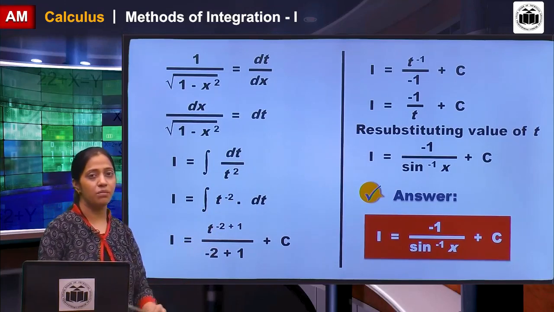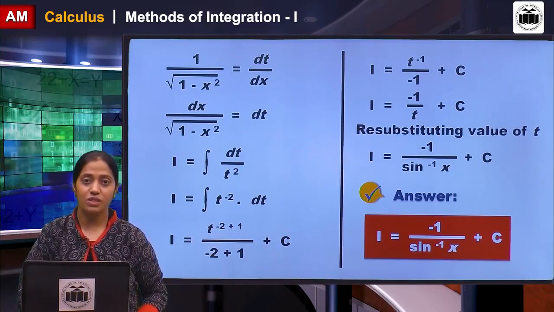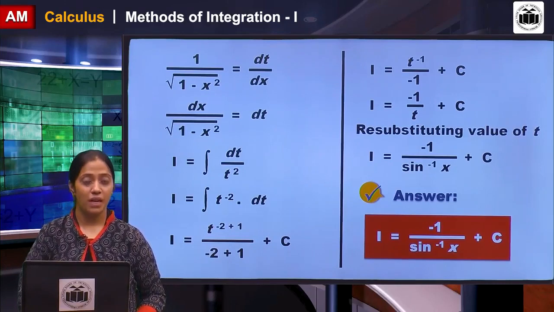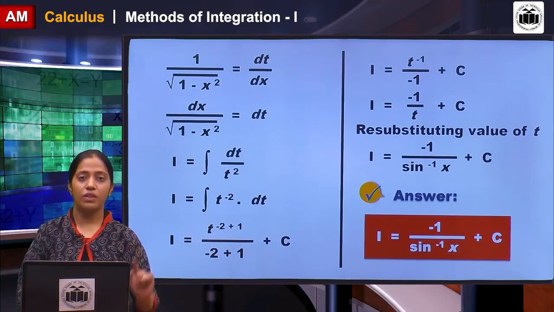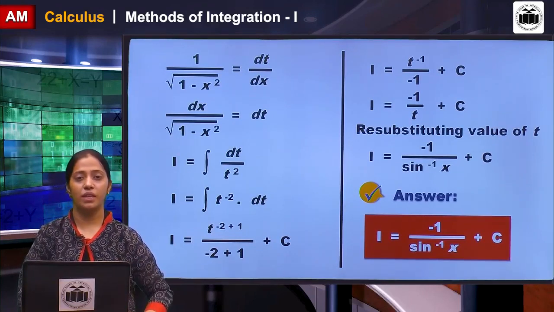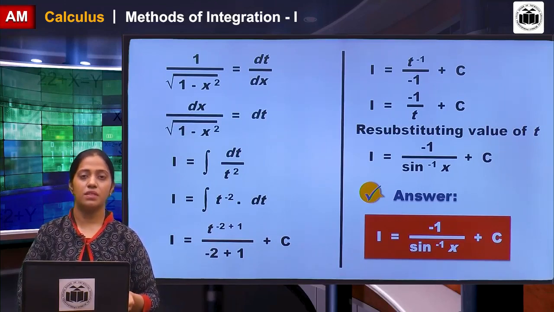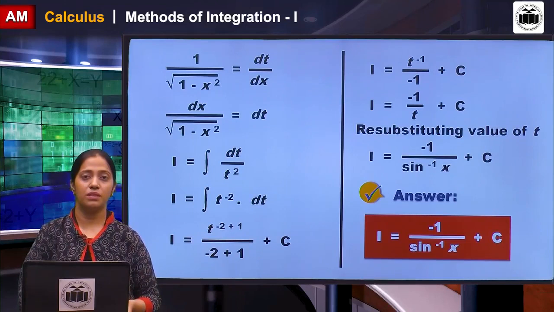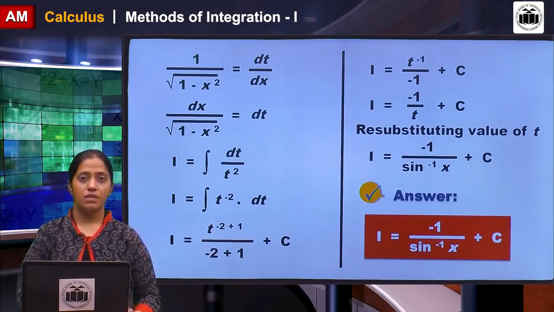And apply the same formula, x raised to n plus 1. But here the value of n is not plus 2. It is minus 2. So you have to be a little bit careful here. When you take a term from denominator to numerator, change the sign of that power. I hope that you will get it. This is the kind of mistake you can make in these 3 examples, and you have to be more careful. So the answer for this is minus 1 upon sin inverse x plus c.